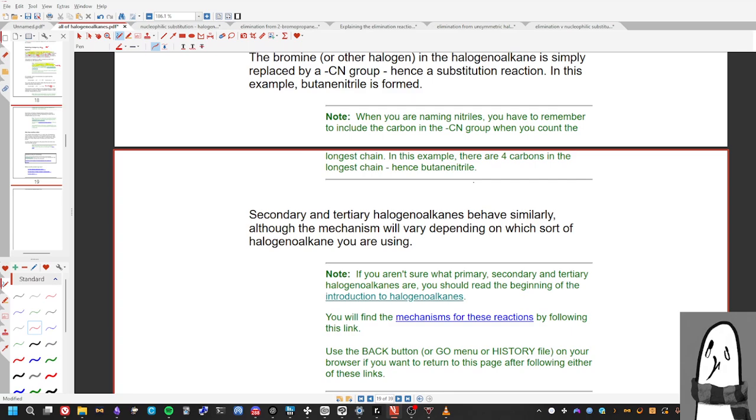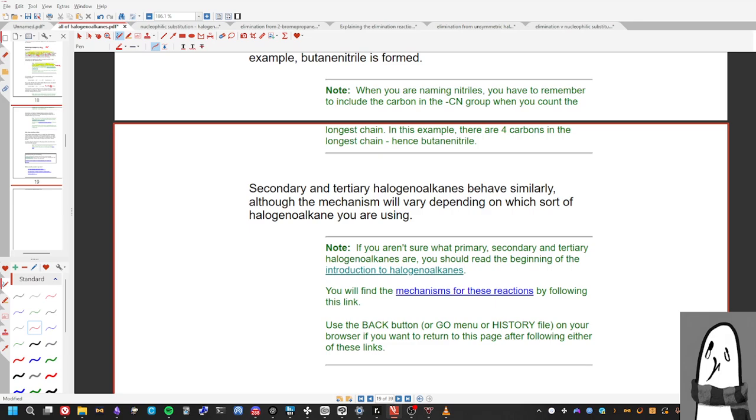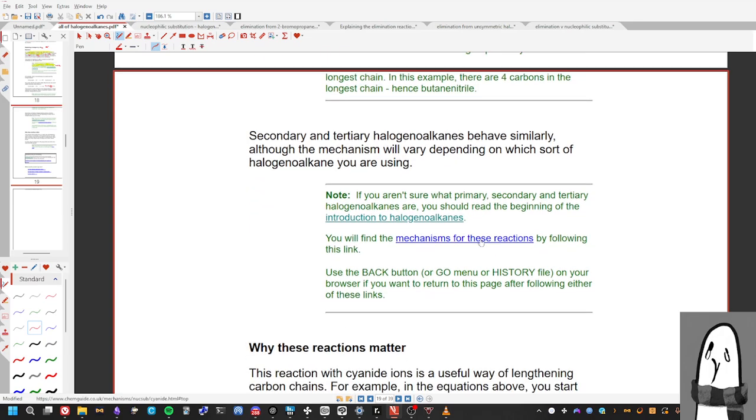Secondary and tertiary halogen alkanes act similarly, although the mechanism would vary. I'm guessing the mechanism is going to be literally the SN1, SN2 thing. So let's see.